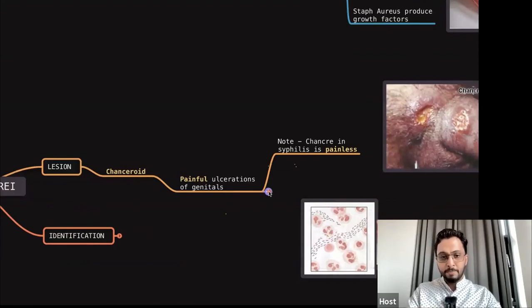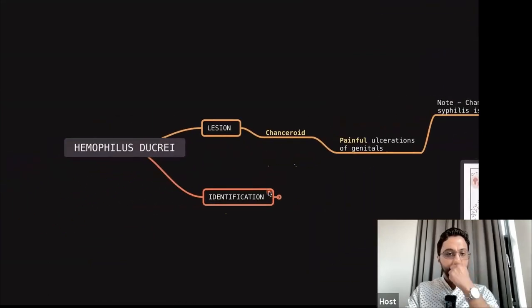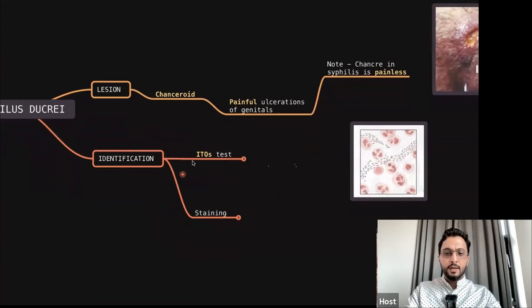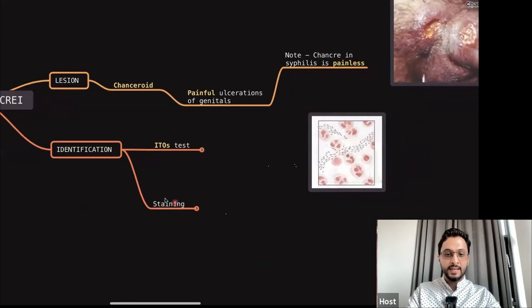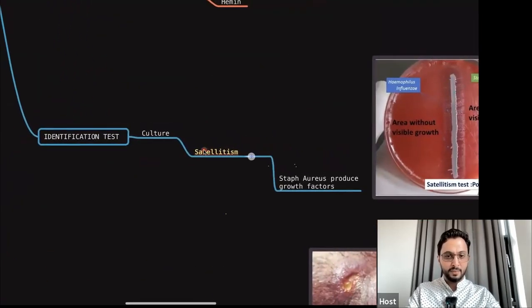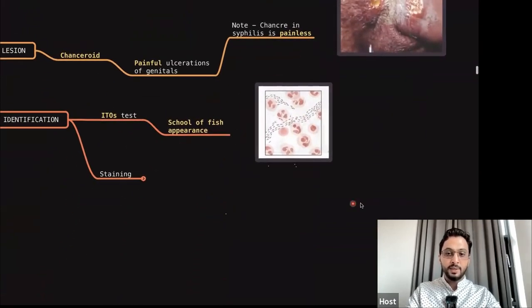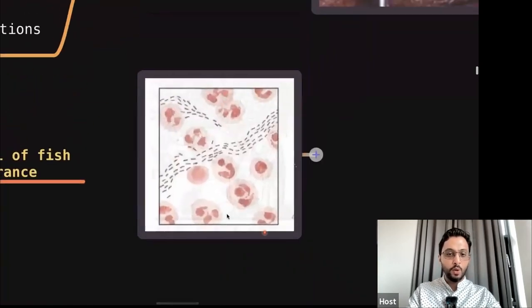Chancre is painless. Now, another thing is identifying the organism. It's not a very important topic, just for you to learn it. One is known as the Ito's test, and next is you can stain it. That's how you can identify it. And yes, here you are getting satellitism. Remember, don't forget satellitism here. In the Ito's test, you get a school of fish appearance, like fishes going to school.